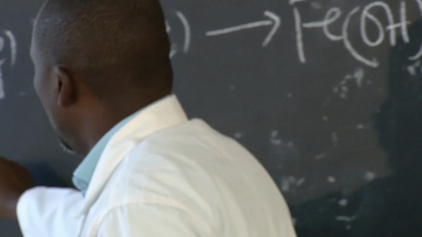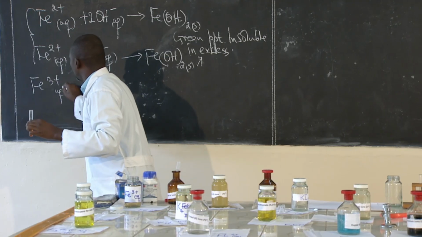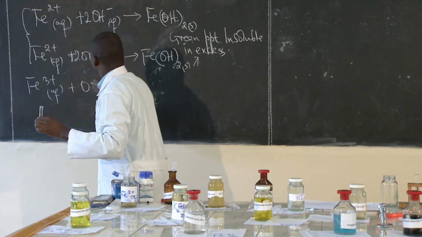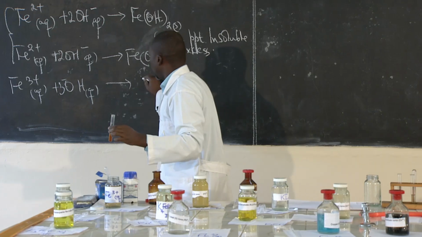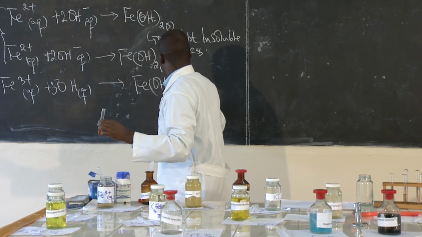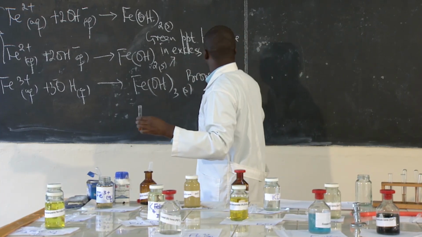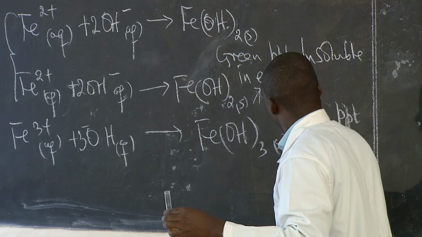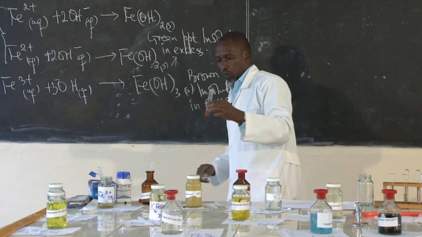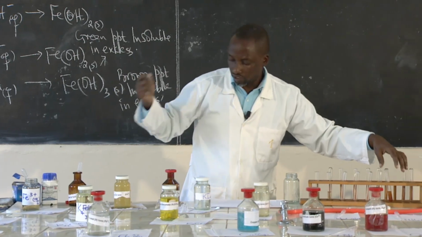So we have iron 3 ions reacting with the hydroxide ions from sodium hydroxide and giving iron 3 hydroxide. This is a brown precipitate. It is also insoluble in excess sodium hydroxide. Look at the precipitate. It is also gelatinous, jelly-like.